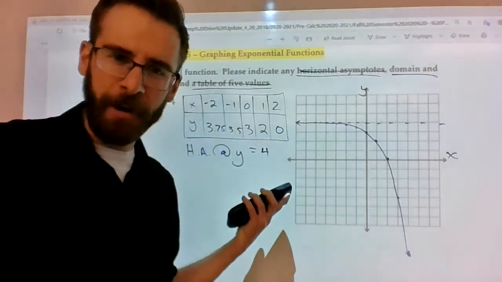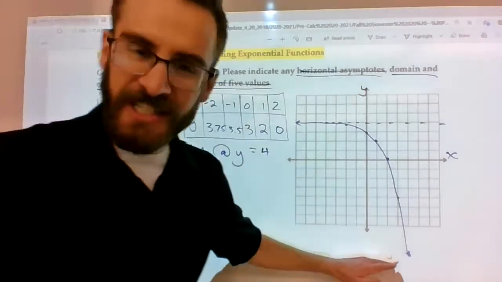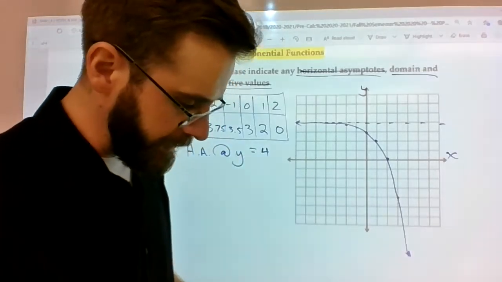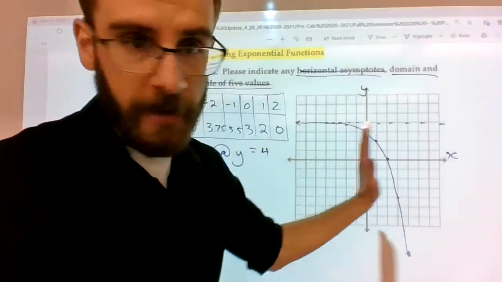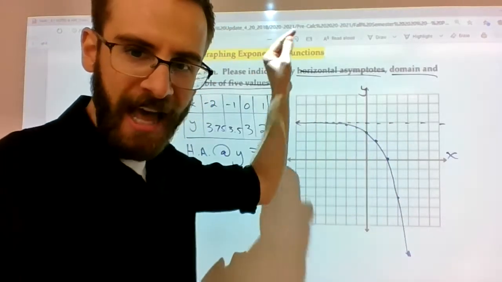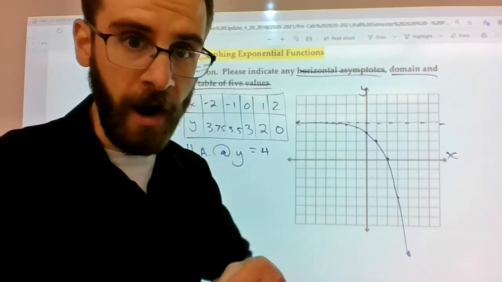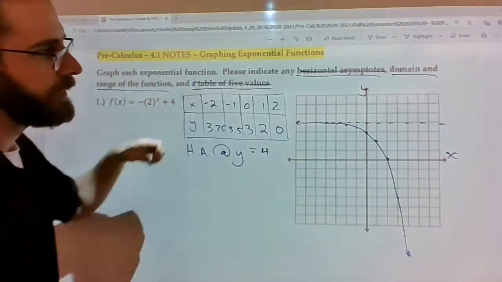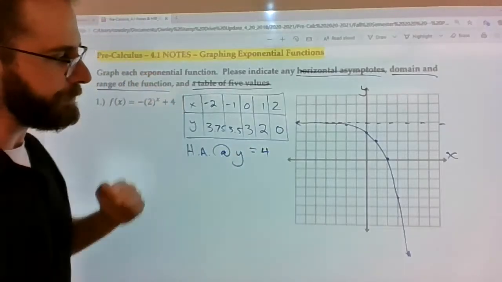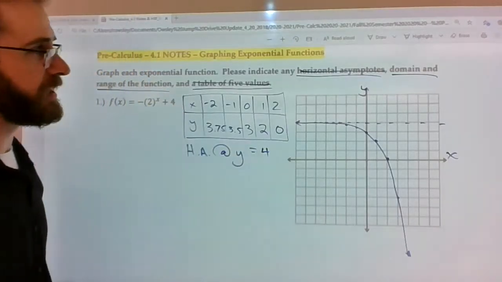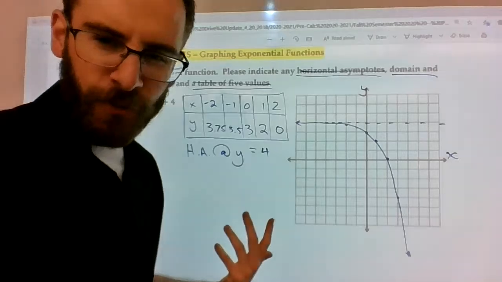I didn't say anything about vertical asymptotes because there's technically none. If I plugged in any number at all, I'm never going to have a vertical dashed line. Every number, x, has a y value on this curve. So we got the graph. We got the table of 5 values. We've got the horizontal asymptotes. Now, what would the domain and range be of this thing?